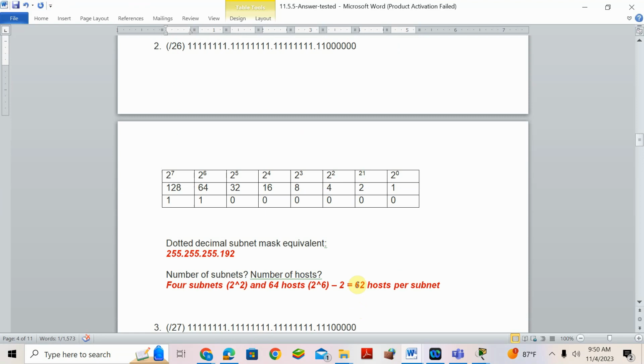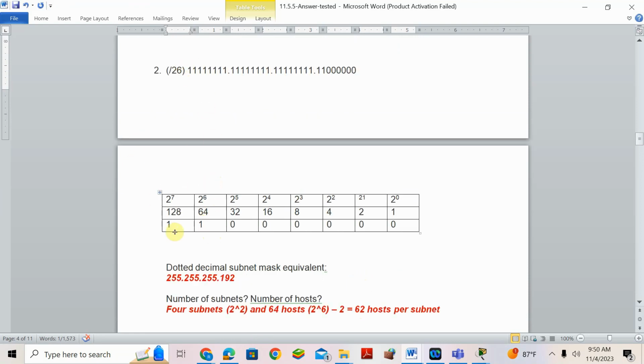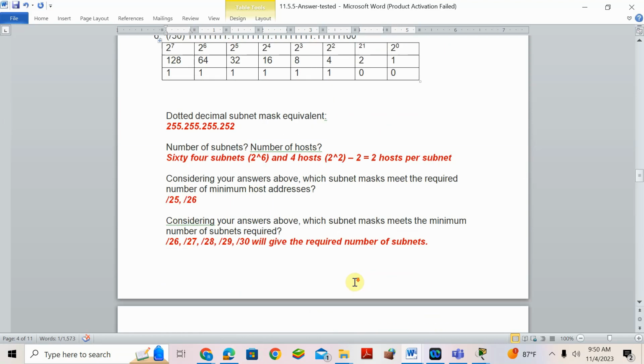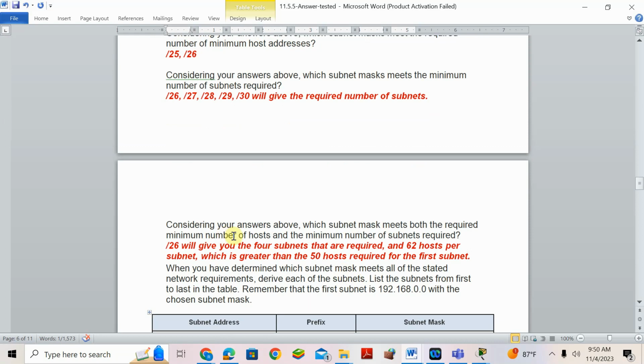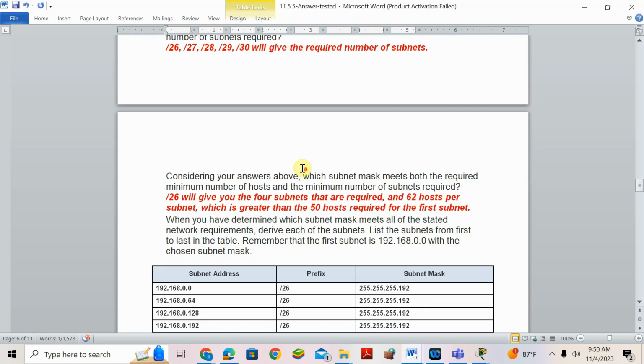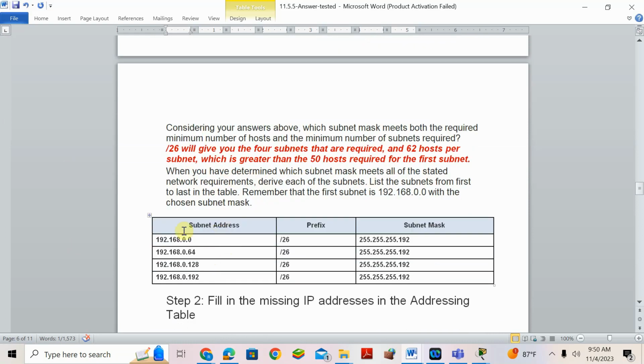Okay, so how much we need, that much you have to take. So this one will take /26, any 2 network bits, 2 power 2, 4 subnets and 62 hosts. So I'll go for /26, 4 subnets, each one will get 62 hosts per subnet, which is greater than the 50 required. Okay, now I want to write the 4 subnets, 1, 2, 3, 4.